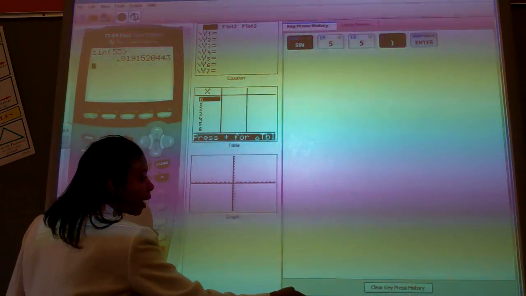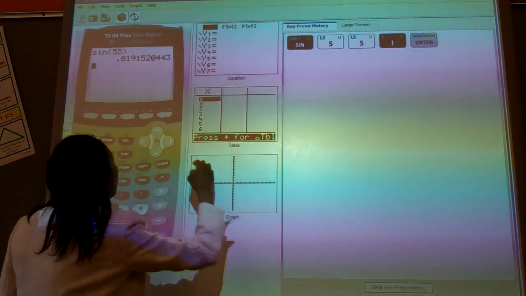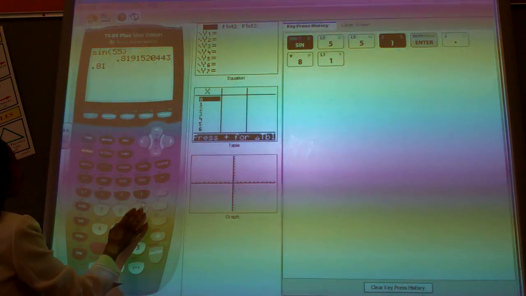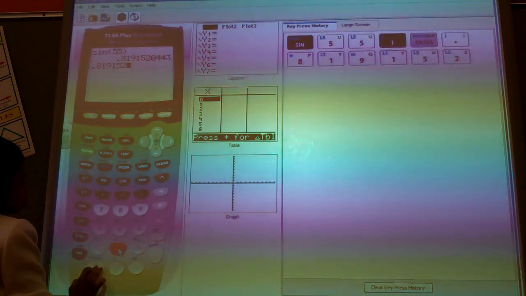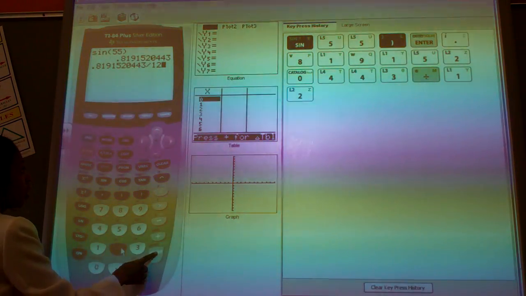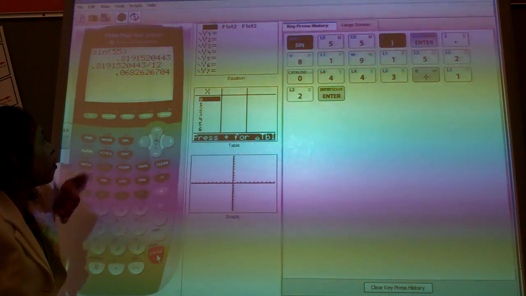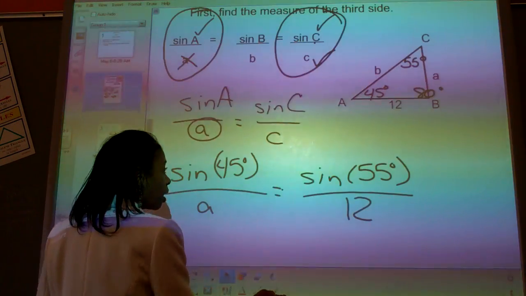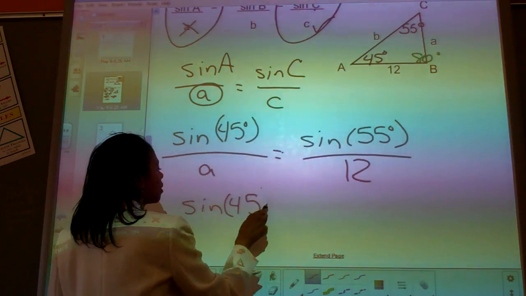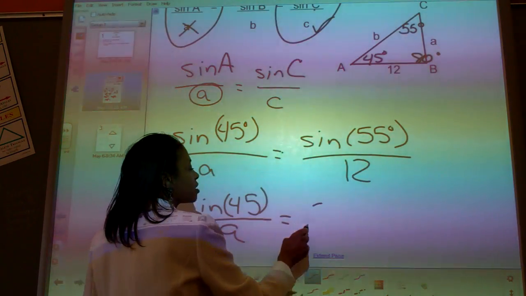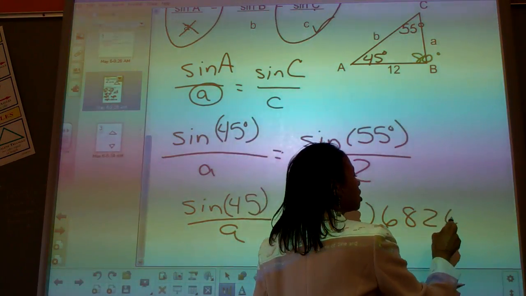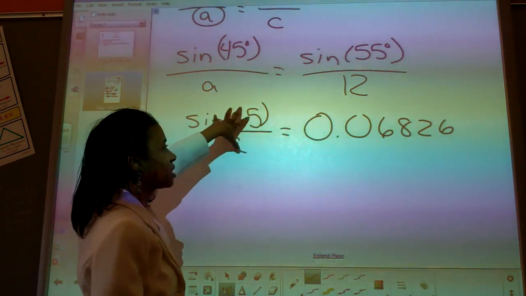What was I dividing that by? I'm dividing that by 12. So 0.8191520443 is going to be divided by 12, and it's going to give me a number. This is the number I get here: 0.068 something. So I'm going to extend this here and rewrite this side. Sine 45 degrees over A equals 0.06826, some number. This is a basic algebra problem.